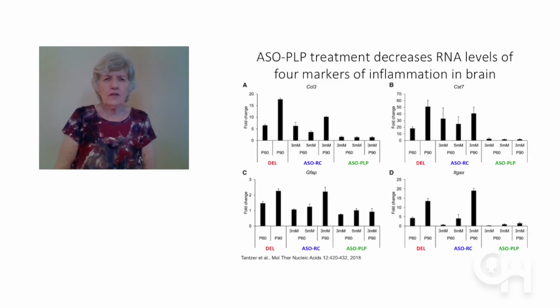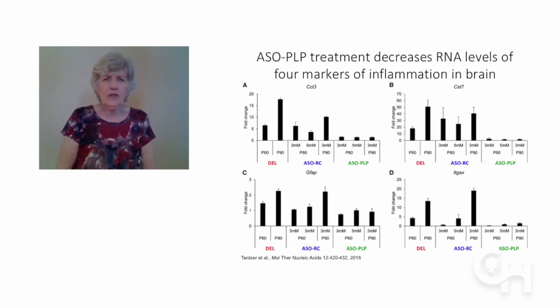The next 3 bars are data from treatment with the random control at the blue labels. Here we would hope that levels were not changed, but the ASO or the injection itself seems to have been affecting some of the levels a bit. However, these effects were very small when compared with treating with the ASO PLP at the green labels in the last 3 bars, where significant reductions in the 4 inflammatory markers were seen.